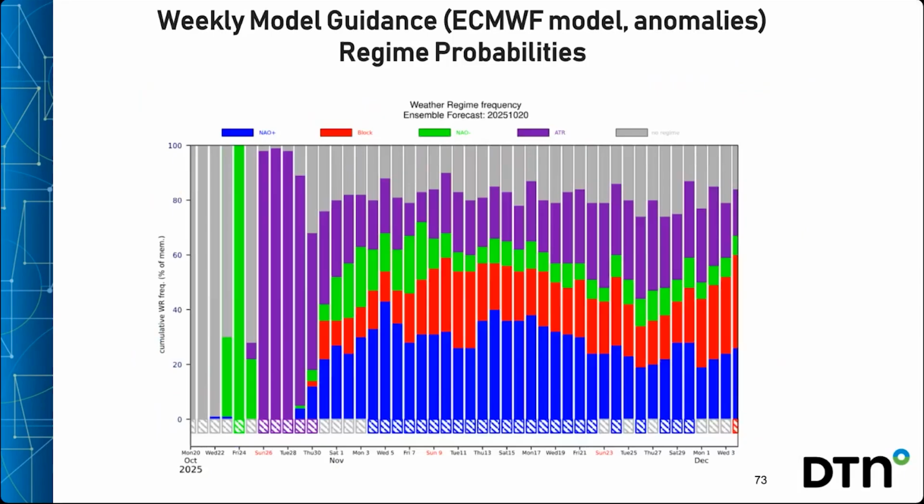Here's a way of looking at possible Atlantic European regimes via the ECMWF model. These are the regime probabilities. And here you can see the green bar showing a negative NAO pattern, then increases in probability of Atlantic ridge patterns. That's the purple bars. Both of those indicative of cooler flows. Then in blue, there's that positive NAO regime becoming more probable, which should result in a rise in temperature.